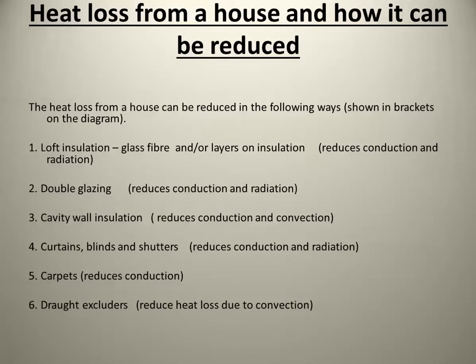So as an example, loft insulation, typically made of glass fibre layers. Glass fibre traps pockets of air. Air is a very good insulator, and so heat loss due to conduction is reduced. If we put a layer of silver foil around that insulation, that reflects infrared radiation back into the house and also reduces heat loss due to radiation, therefore keeping the house warmer. Double glazing is a partial vacuum, less particles, so reduces heat loss due to conduction. You can get special glass which reflects infrared radiation back into the house as well.